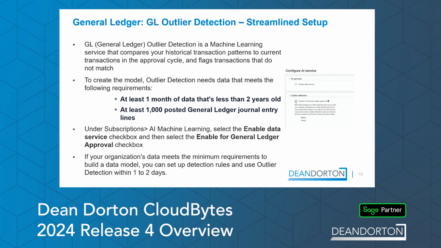Essentially, GL outlier detection is basically artificial intelligence. We hear AI everywhere, machine learning, all that kind of stuff, but it's that kind of technology that takes a look at what you have historically posted in your system and the patterns that you've created with those postings and compares it to what you're doing now. It flags any transactions that do not match so that you can then come back to them and take a look.